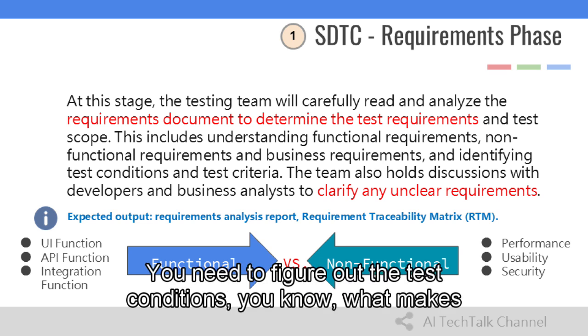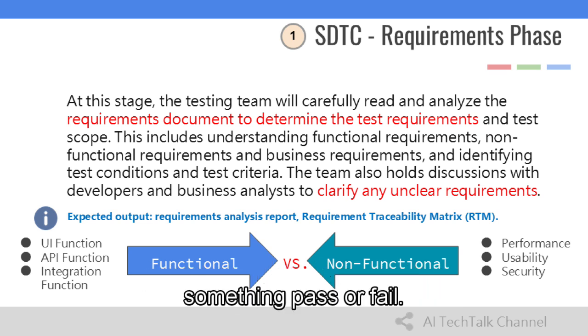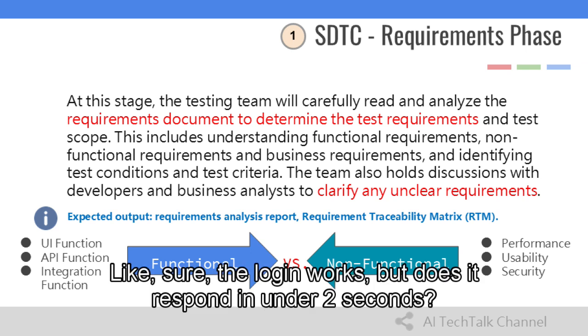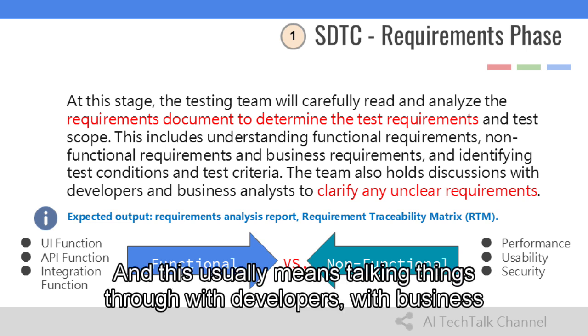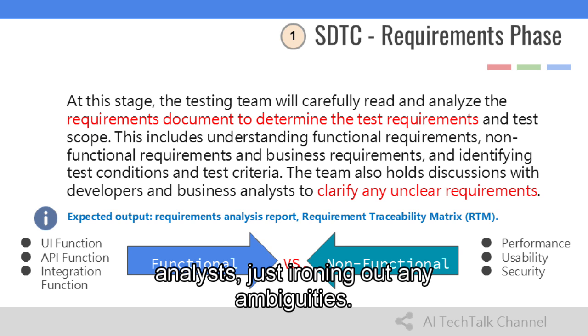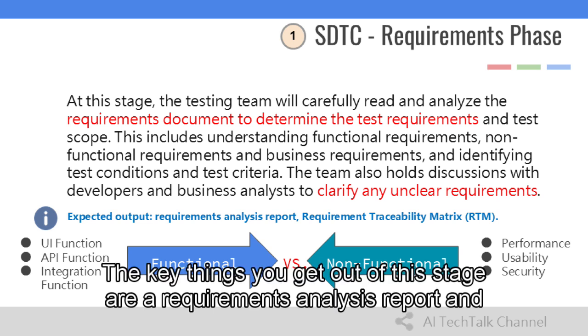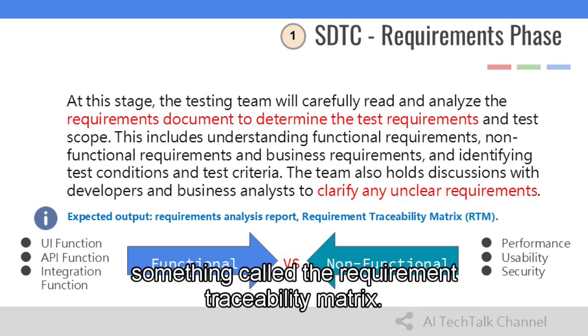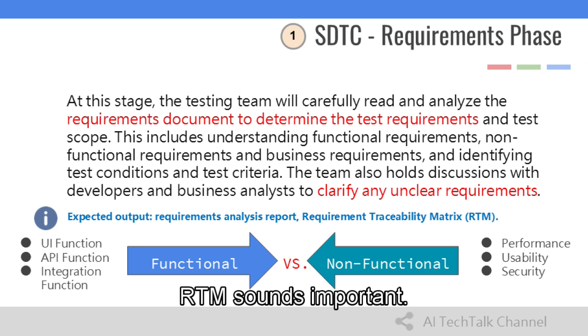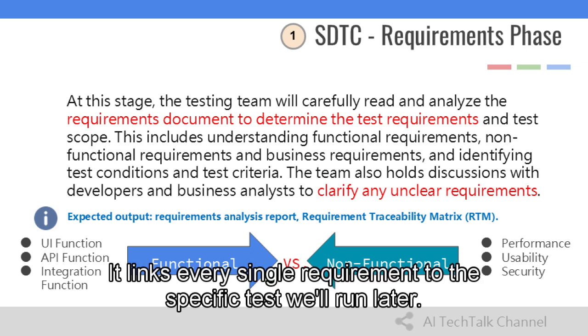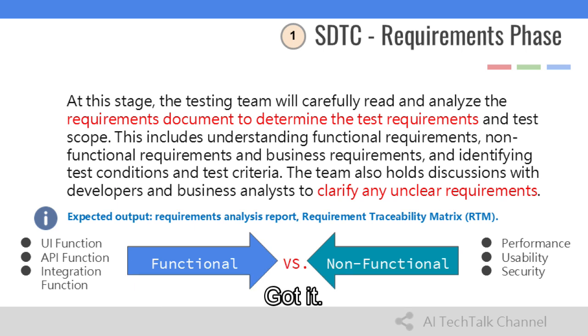That can definitely happen. You need to figure out the test conditions, what makes something pass or fail, right at the start. So you're asking those questions early. Like, sure, the login works, but does it respond in under 2 seconds? Precisely. And this usually means talking things through with developers and business analysts, ironing out any ambiguities. The key outputs of this stage are a requirements analysis report and the Requirement Traceability Matrix, the RTM. Think of it as a map. It links every single requirement to the specific tests we'll run later. It helps ensure nothing gets missed.